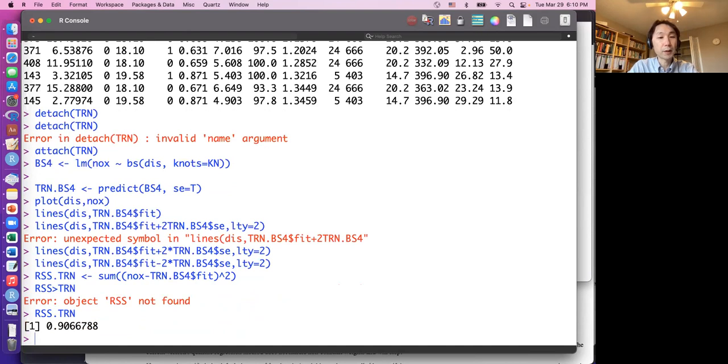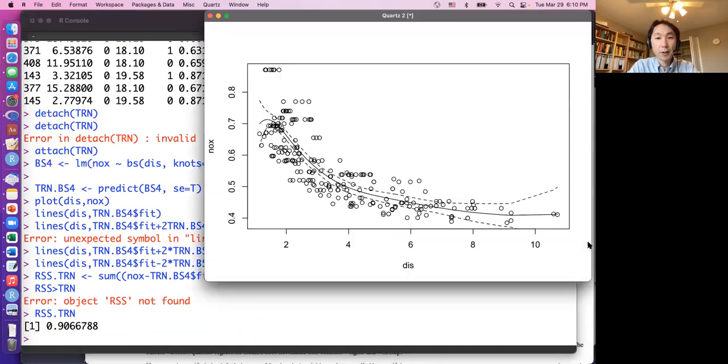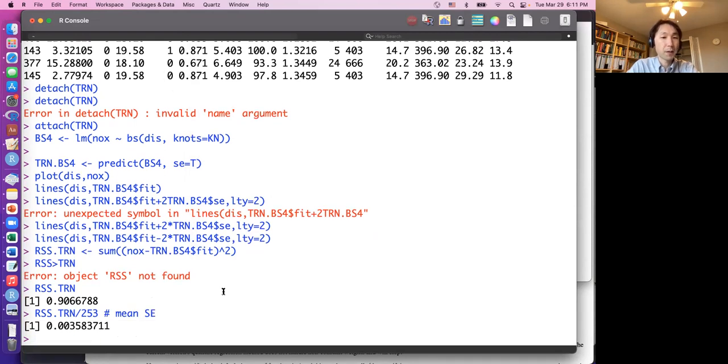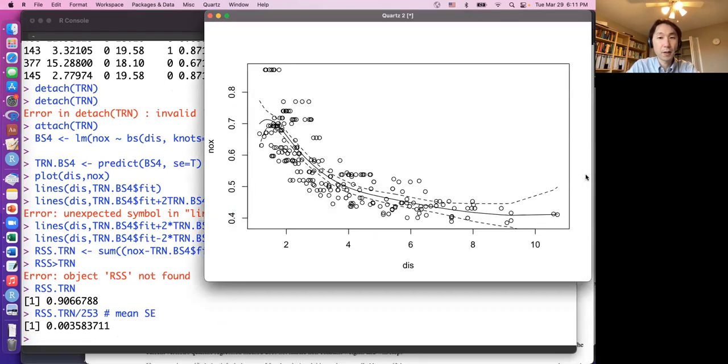So this is 0.906. You can go back here again. So this is the summation. We have 253 observations, so the average is this. Mean square error, MSE, is 0.03. You can see this interval is 0.1, so 0.03 is about one third of this interval. So that is the typical squared error size.